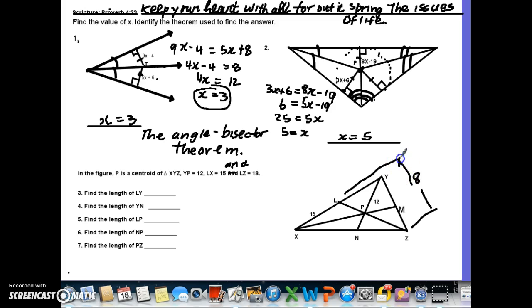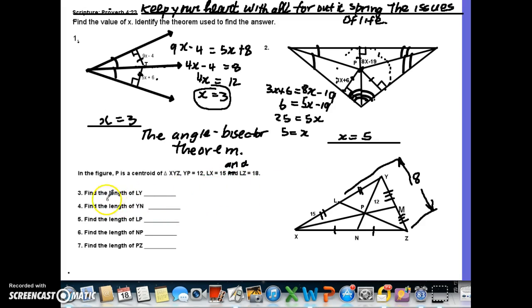And once you see the word centroid, you should be thinking median. So since this is a centroid, this will be a median, and the median goes through the midpoint. So M is a midpoint, and that means that NZ and XN are the same. Likewise, NL is a median, so that means that LY and XL are the same because L is a midpoint. And finally, the third median, XM, means that YM and MZ are the same, M being the midpoint.